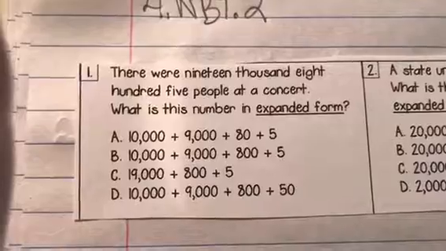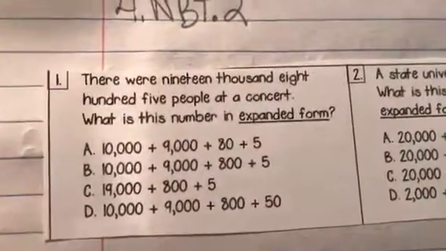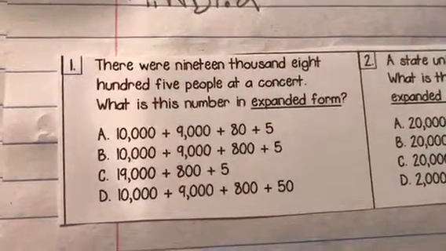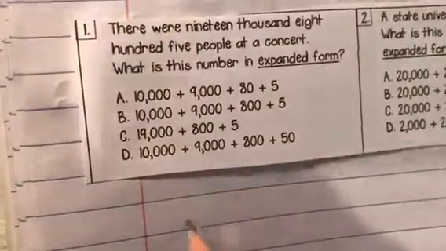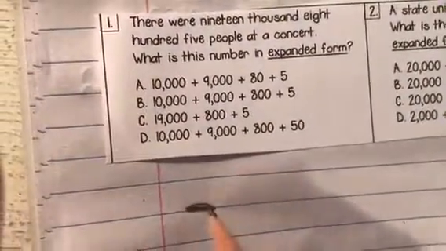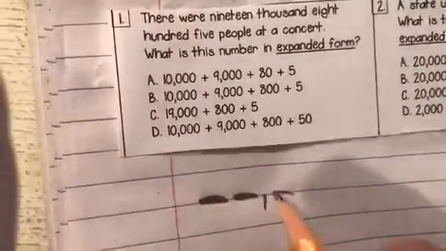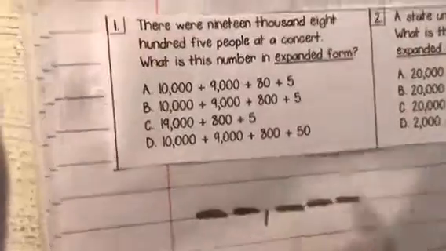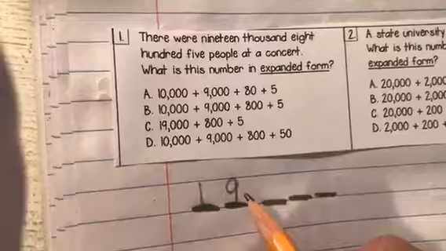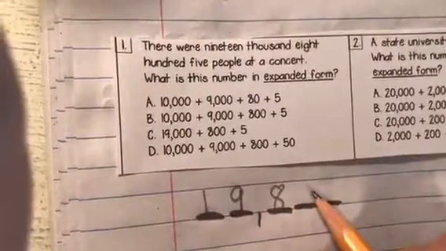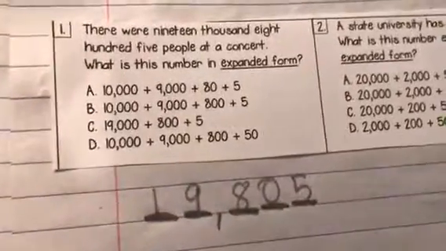There are 19,805 people at a concert. What is the number in expanded form? Well, the first thing I need to do is just write the number out for myself. So I see it says 19,000. So I know that that will be a place in the 10,000s place and the 1,000s place, and then of course the place values behind it. So if I was to write the number down, it would be 19,805 people at the concert. So I know that's going to be my number.